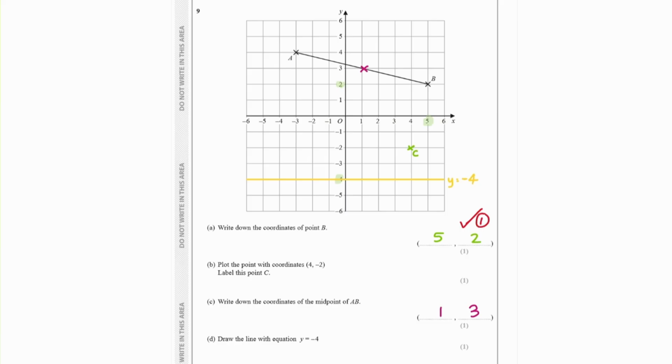So for part A, we would get 1 mark for writing down the correct coordinates. For part B, we would get a mark for plotting point C. For part C, we would get 1 mark again for the correct midpoint coordinates. And for part D, we would get 1 mark for drawing the line y is equal to -4.